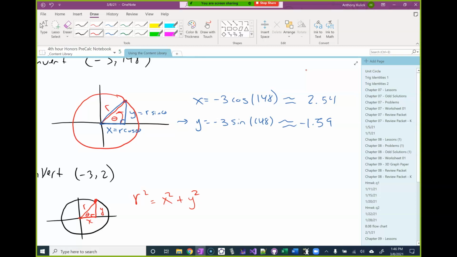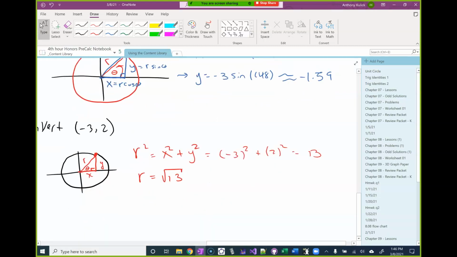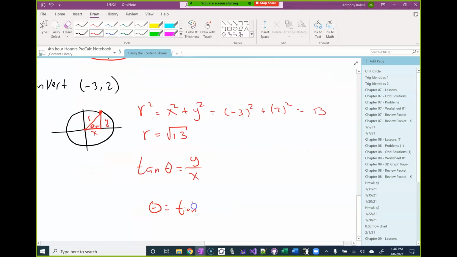Everybody's good why that is the case there? So I do get 13. So r is the square root of 13. Everybody feel okay there? Furthermore, I know that tan theta is equal to opposite over adjacent. So I can say here that theta then is tan inverse of negative 3 over 2.